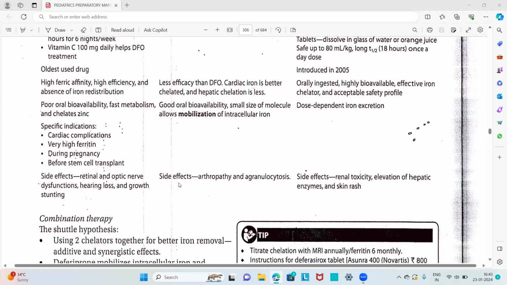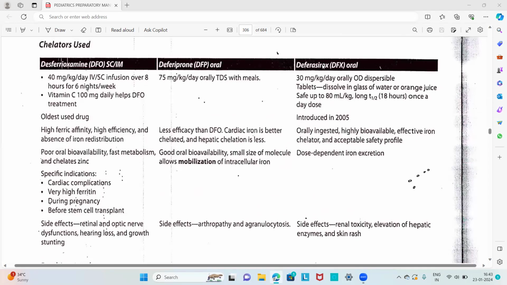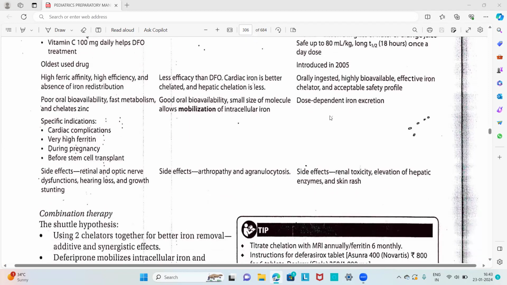and its side effects are the arthropathy and granulocytosis. Then we have deferasirox, that is used 30 milligram per kilogram per day orally, once daily dispersible. It is orally ingested, highly bioavailable, and side effects are the renal toxicity, elevation of hepatic enzymes, and skin rash.